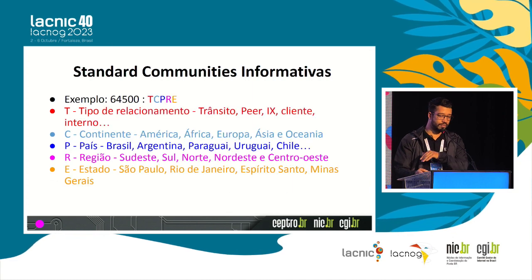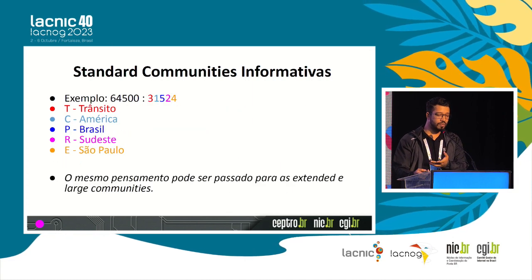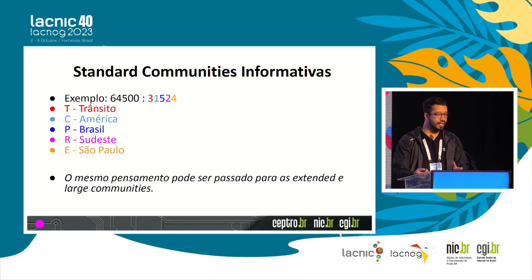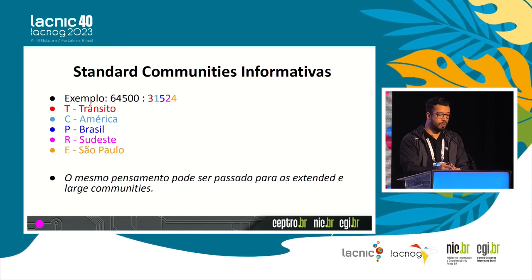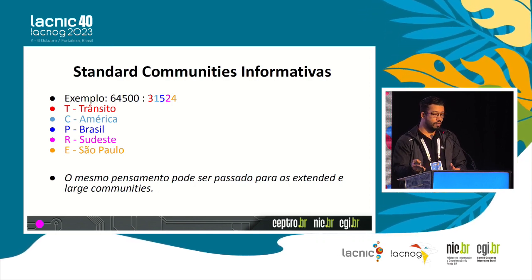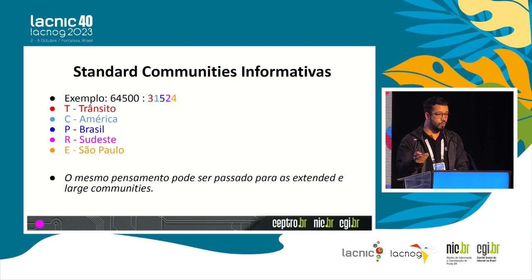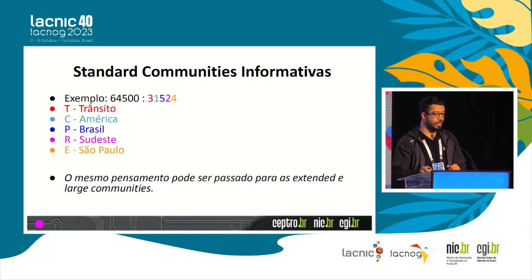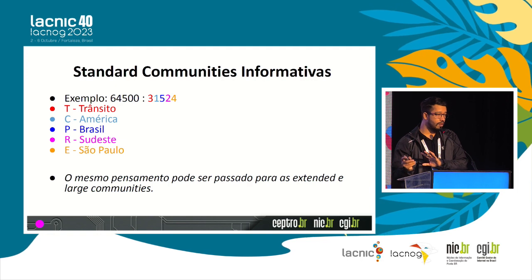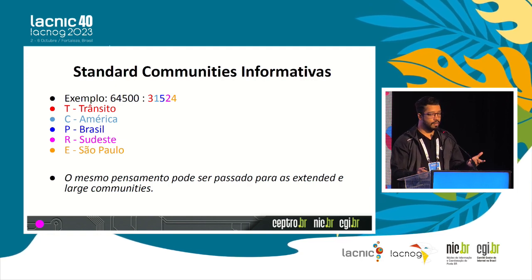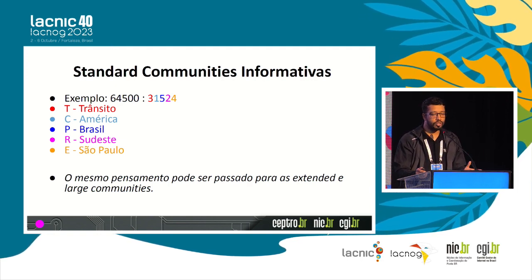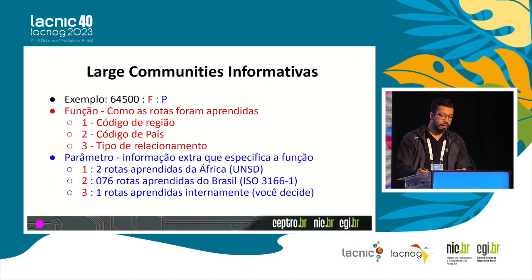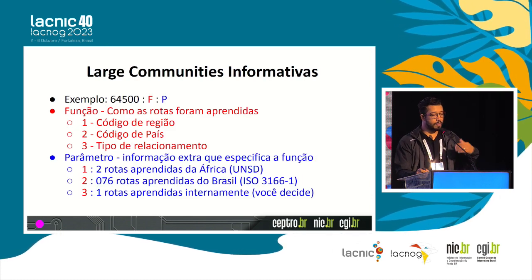Here we have another example. As I was telling you, these are the letters. Now we'll turn them into figures. Three is transit, one is America, five is Brazil, two represents the Southeast, and four represents Sao Paulo, that is one of the states in this region. So this is just an example of what we can do with an information community.